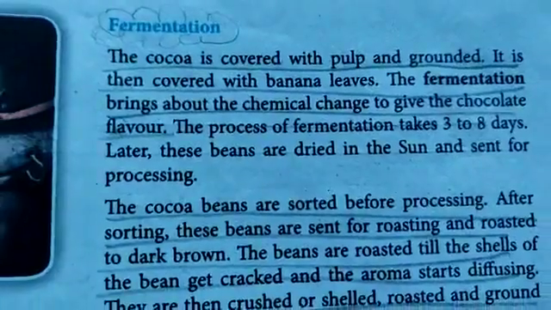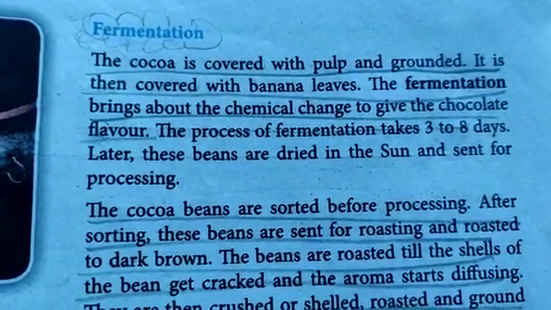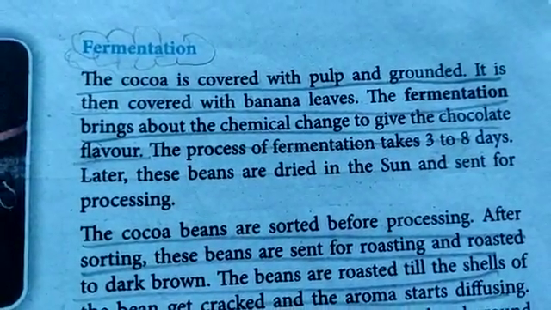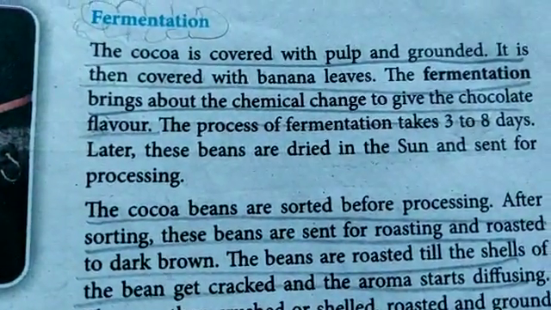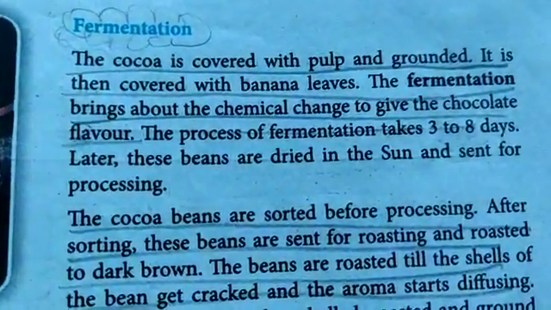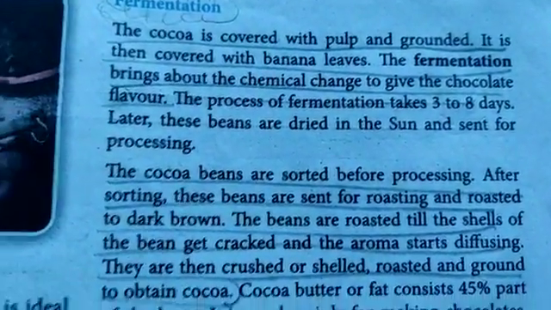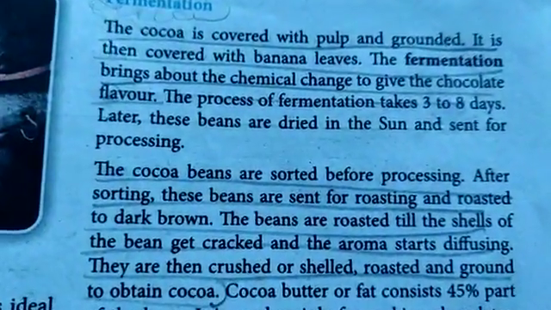or artificially dried. Now, fermentation. The cocoa is covered with pulp and ground, and then covered with banana leaves. The fermentation brings about the chemical change that gives the chocolate flavor. The process of fermentation takes 3 to 8 days. Later, these beans are dried in the sun and sent for processing. So this is how it is sent to be turned into the finished product.